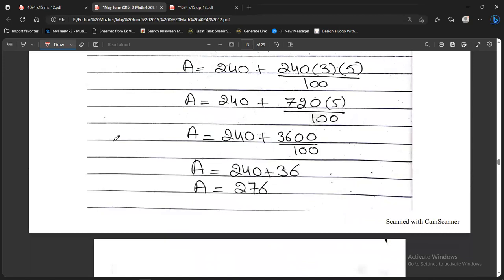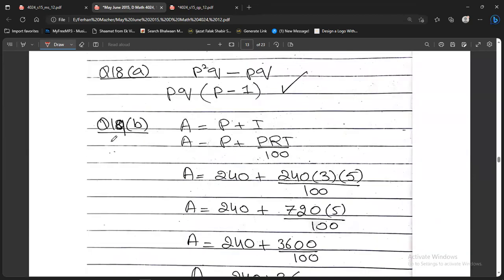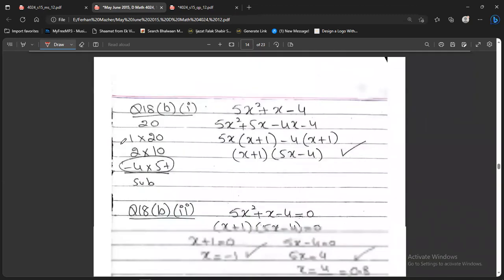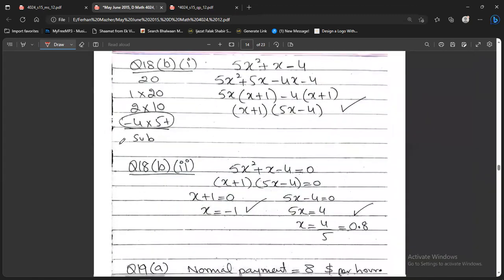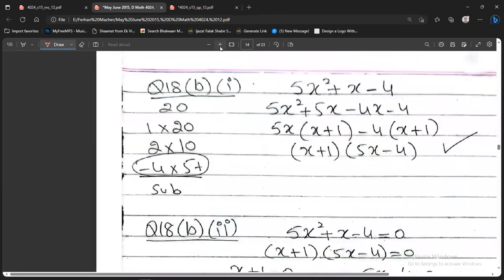Let me show you. I think I have missed it here. Oh, here we have. Okay, so let me increase the size.